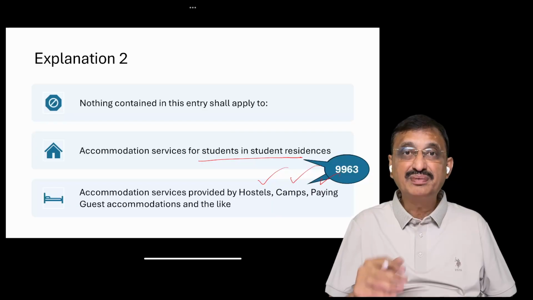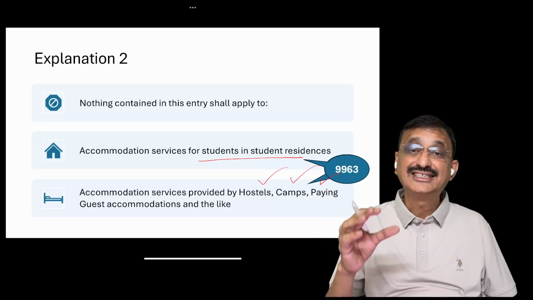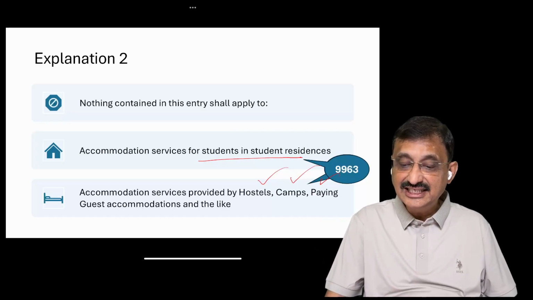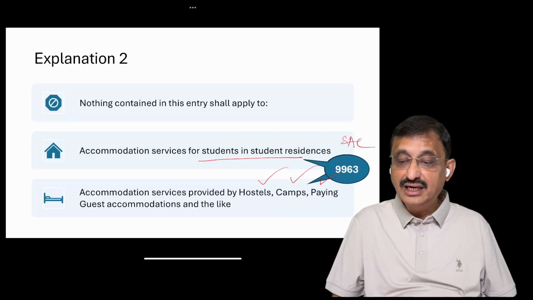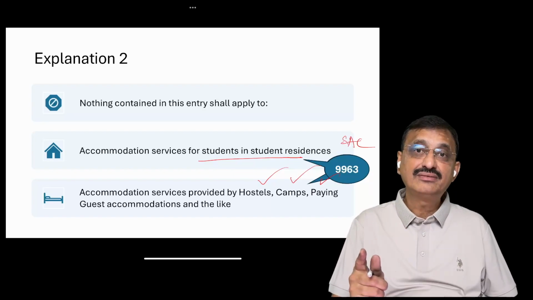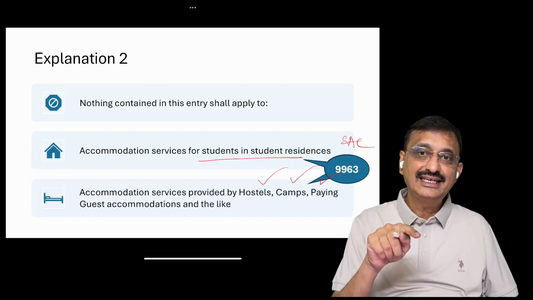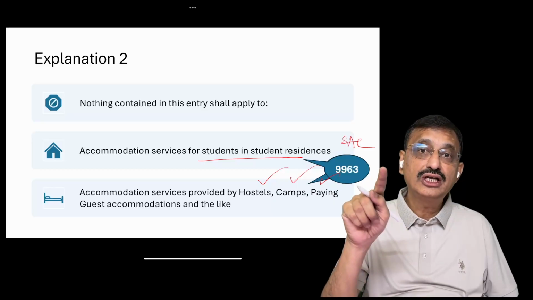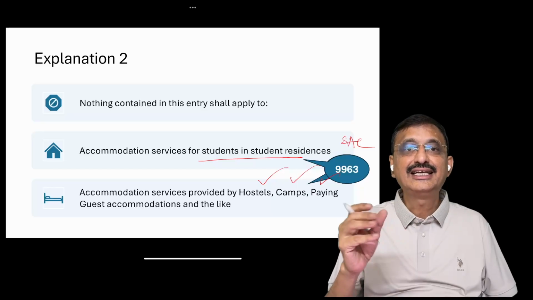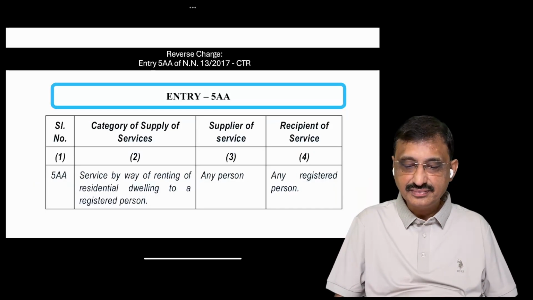These hostels, paying guest accommodation, etc., will come in classification SAC 9963. They have exemption in another entry, that is entry number 12A of the exemption notification, which we will deal with in a later part of our discussion.